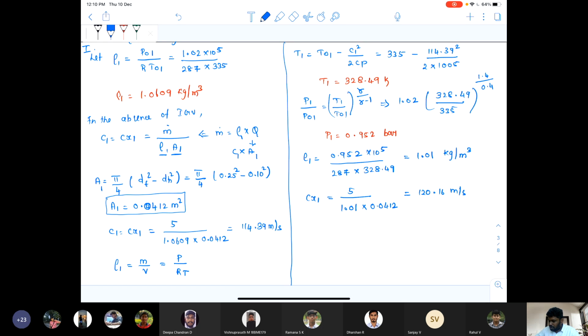And now you just relate these two values of Cx1. You have got the value of Cx1 as 120.16 meter per second, and you have assumed the value of Cx1 as 114.39 meter per second, where the variation is large. So the assumption which you have made is totally wrong. The difference between the value of Cx1 which you have assumed and which you have calculated is very large. Therefore, this value of Cx1 and the density which you have found is wrong.